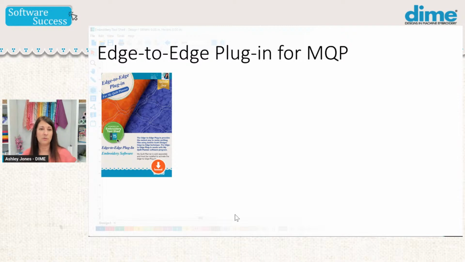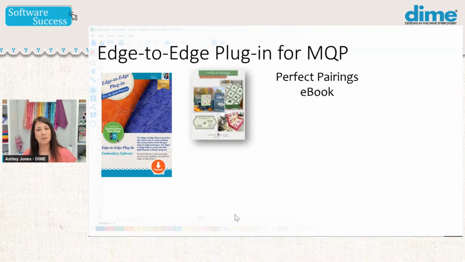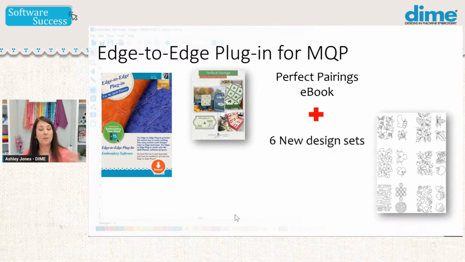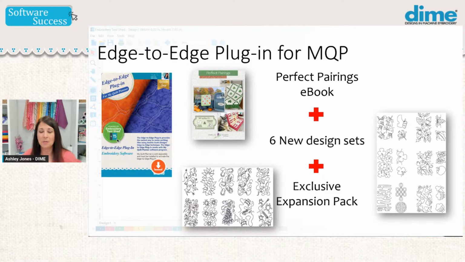So just a reminder, the edge-to-edge plugin does require that you own, or purchase, My Quilt Planner, but the edge-to-edge plugin does come with the Perfect Pairings ebook, which is quilt patterns and some appliques, and then you can quilt them with the built-in design. So you get 6 built-in design sets that give you matching designs and borders, and then you also get an exclusive expansion pack that's already in the software, and that's only available through the edge-to-edge plugin. So that's all included. The designs are already in there, and the Perfect Pairings is just a nice little bonus.